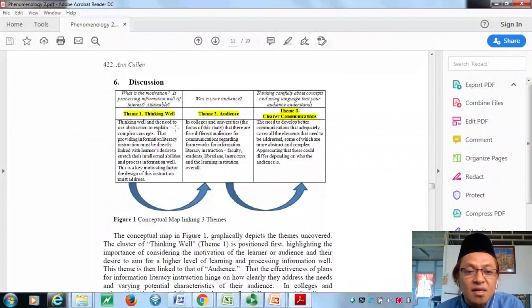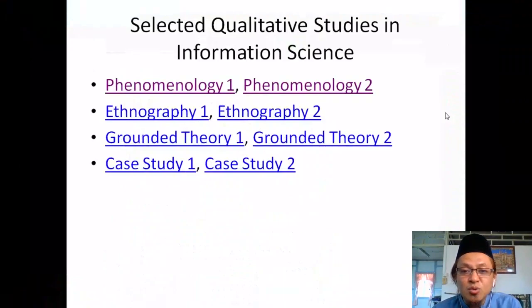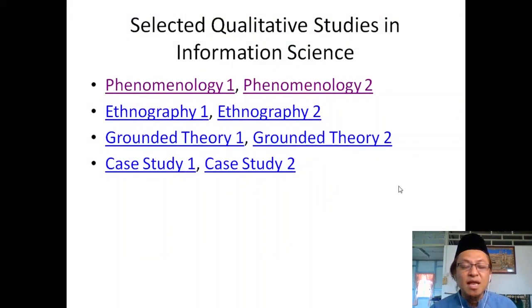Here you can see in the discussion, theme 1, thinking well. Theme number 2, audience. Theme number 3, clearer communication. This is the conceptual map linking the three themes that the researcher had discovered for an information literacy program in a library. That's two examples of phenomenology.